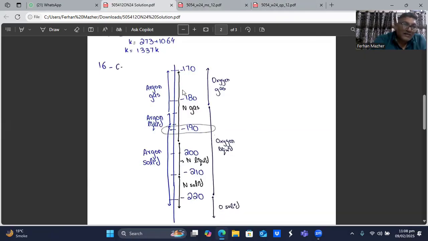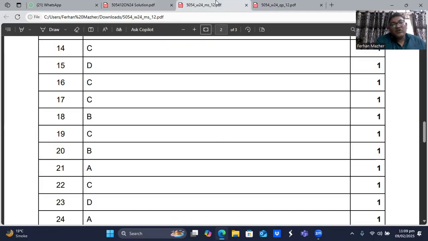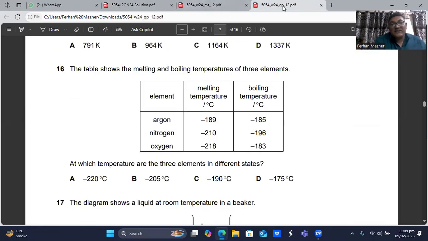You see, I drew a number line showing the temperature because the temperatures are negative. Then I showed the melting point and the boiling point of the argon on it. I showed the melting point and the boiling point of the nitrogen on it. I showed the melting point and the boiling point of the oxygen. And then for each, I marked that from this temperature it is in the liquid state, it's in the solid state, it's in the gas state. And then I looked for a portion where all of them have different states. And this is the best. Okay. So it's a little tricky question, not an easy one.